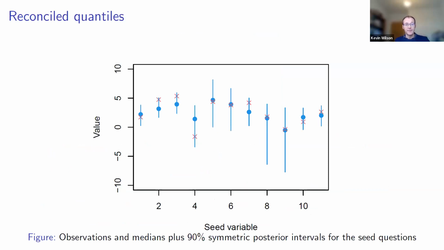And there it is. Along the x-axis, I've got each of the 11 seed variables. Up the y-axis, I've got the values of those seed variables. The red x's are the true values of the seed variables. The blue dots are the posterior means of the decision maker's posterior distribution. So this is our aggregated distribution, our reconciled distribution. And the length of the vertical lines are 90% symmetrical posterior intervals for the seed question.